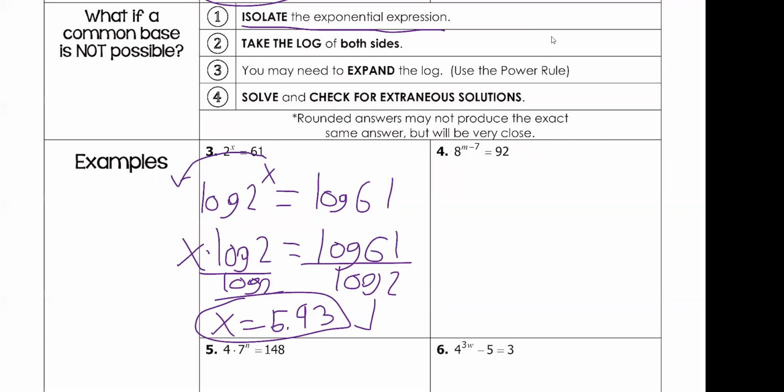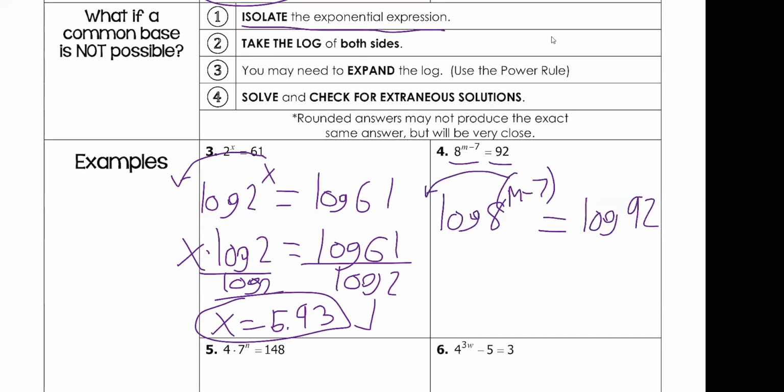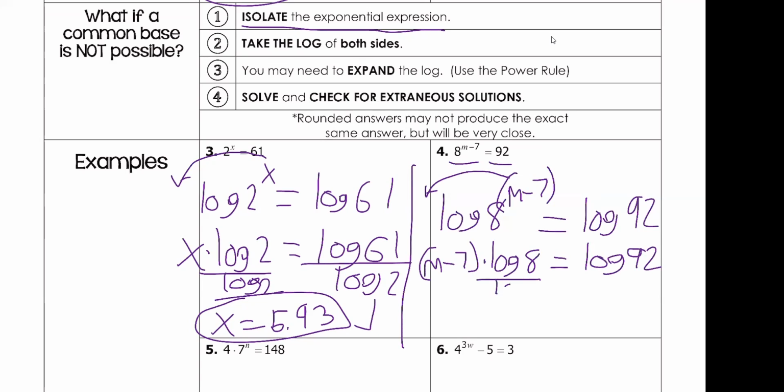Similar idea for question 4, your exponential part is already isolated. So you'd have log of 8^(m-7) equals log of 92. So you can bring your power to the front. And especially when you're getting better at these, you can probably start doing multiple steps at the same time. But basically you're going to just divide that log 8 to the other side. So we just have m minus 7 left on that side.